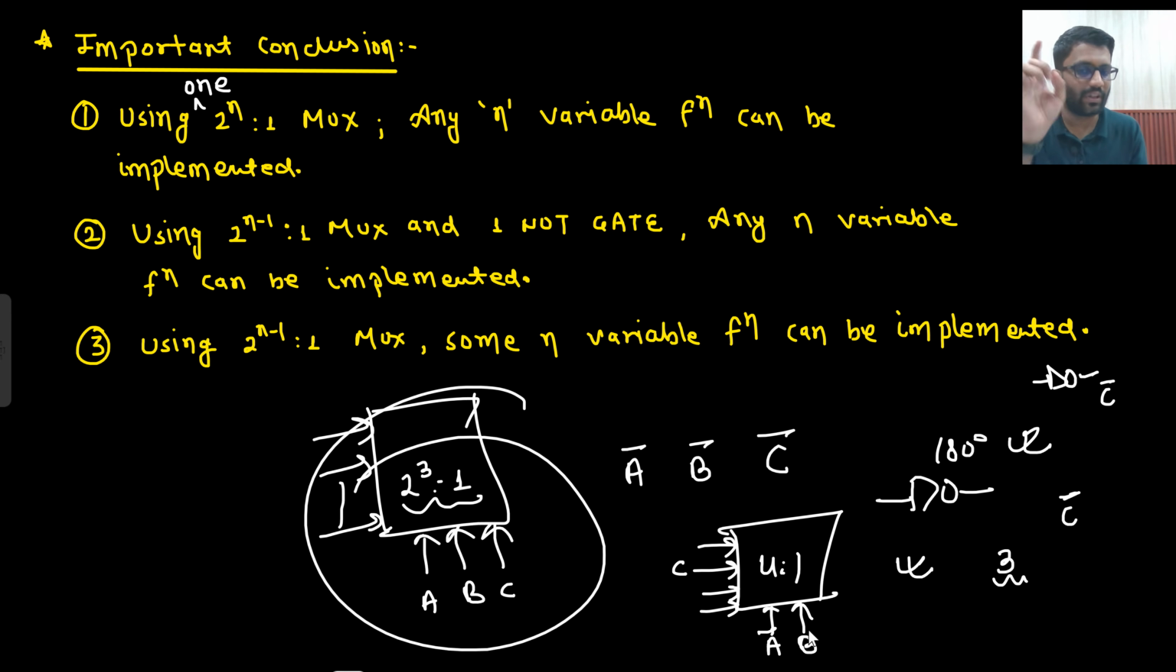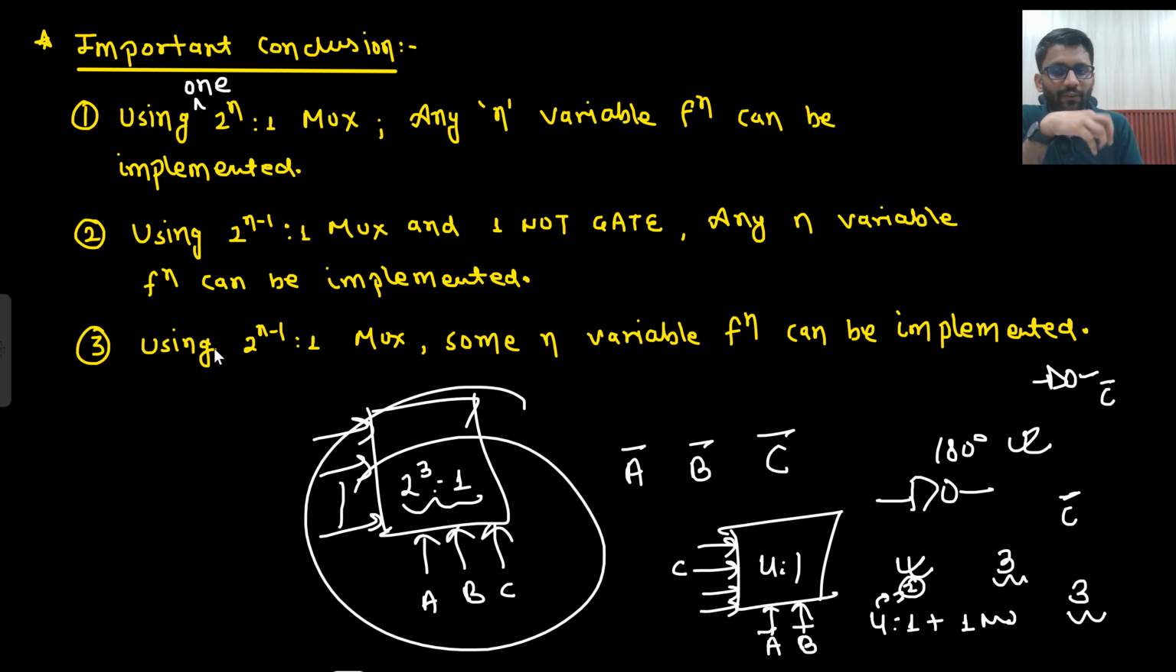I can surely generate A bar, and I can surely generate B bar as well. So I can have A, B, C, and A bar, B bar, C bar. And if I am having this, I can make any n variable function. So if I am having a 2 to the power n minus 1 mux and 1 NOT gate, say a 4 cross 1 mux and 1 NOT gate, where 4 can be written as 2 to the power 2, then I can implement 2 plus 1, that is 3 variable Boolean functions. Any 3 variable Boolean function I can implement, right?